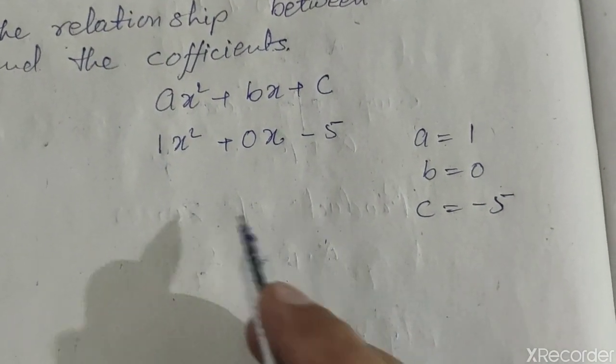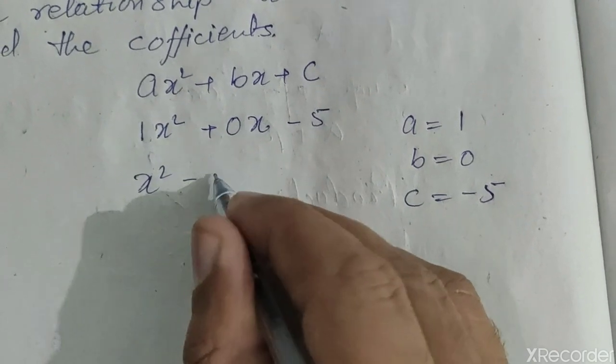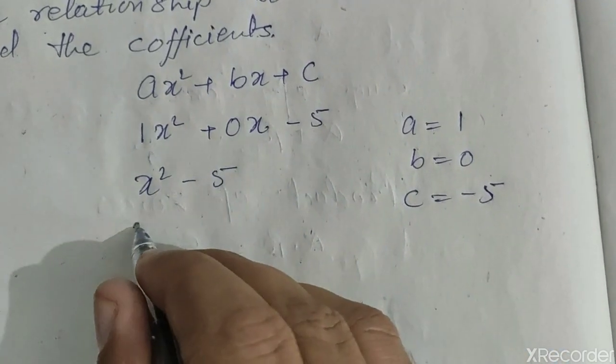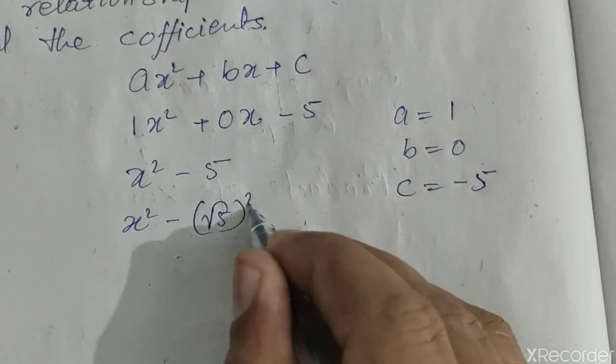Now we need to factorize it. So x square minus 5 could also be written as x square minus under root 5 whole square.